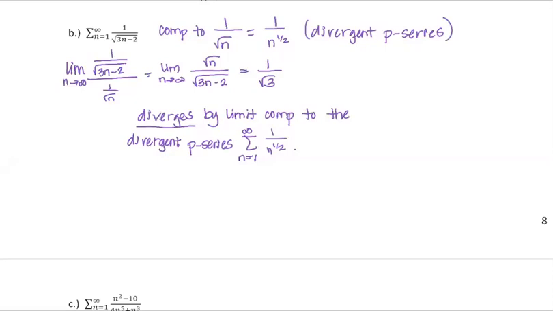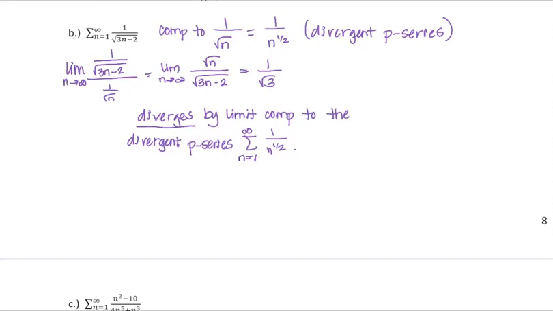Okay, so for this one, when we compare, we end up with the square root of n over the square root of 3n minus 2. When you take that limit at infinity, both of the n's are to the 1/2 power. So we just get the ratio of their coefficients, which is 1 over, in this case, the square root of 3, because the 3 is inside the square root. We got a limit that is finite and positive.